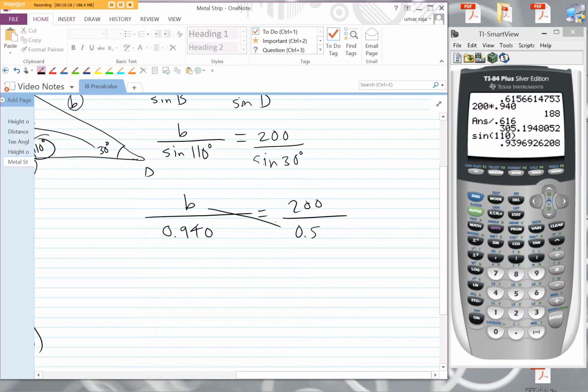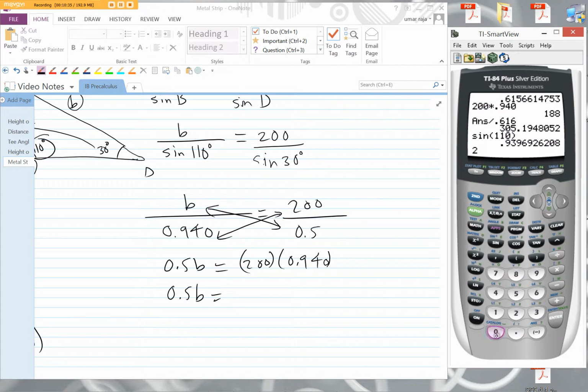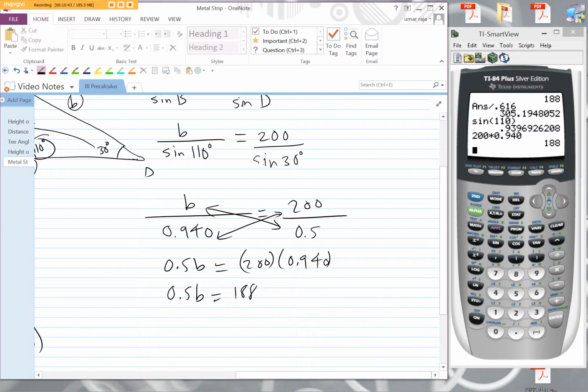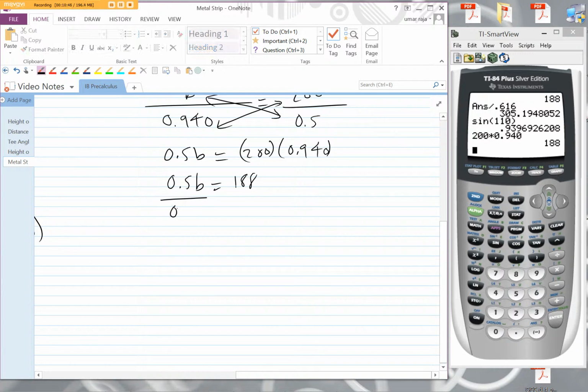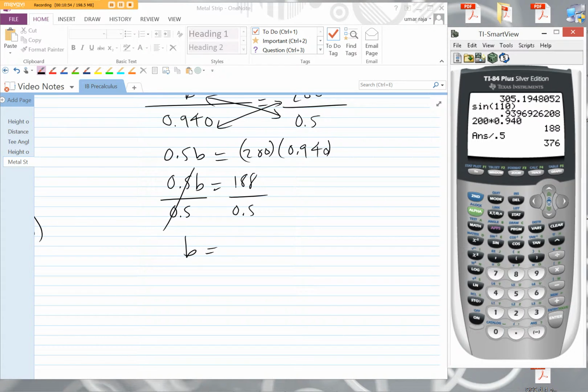Okay guys, at this point you can cross multiply this. So this would give you 0.5b, and that's equal to 200 times 0.940. Let's write the left side of the equation and multiply the rest of this, so that would be 200 times 0.940. Press enter and you end up getting 188 on this. Okay, divide both sides of the equation by 0.5 and that's going to give you 376. Again, this is in millimeters.